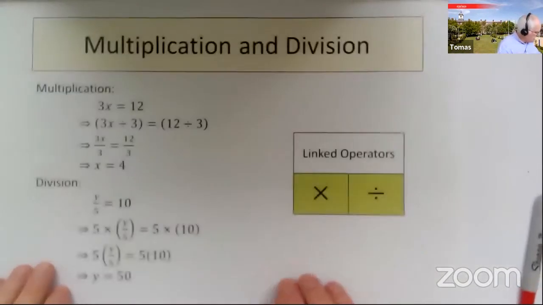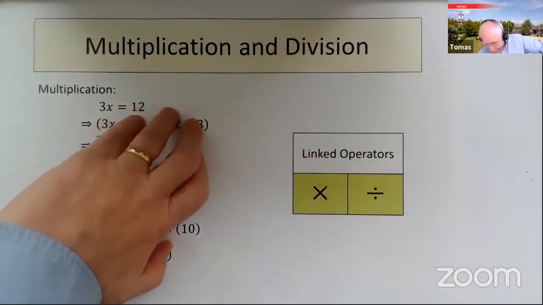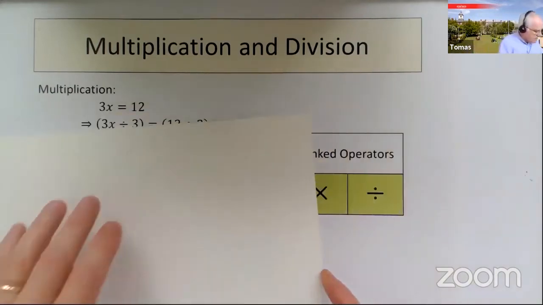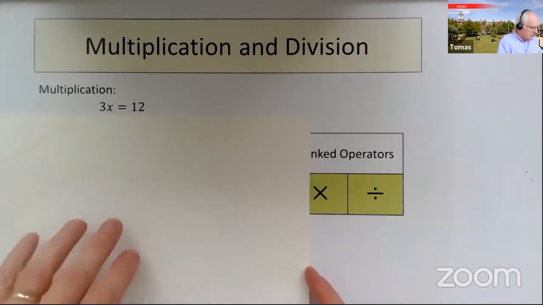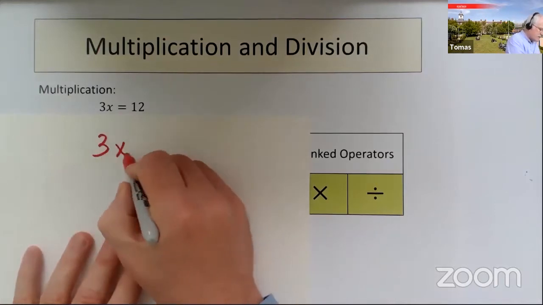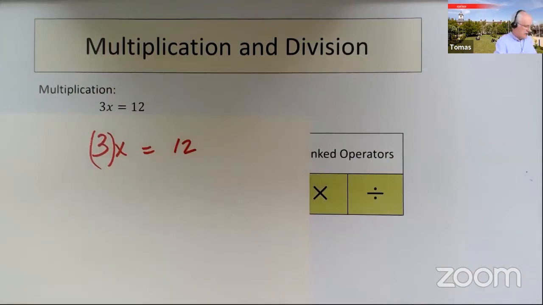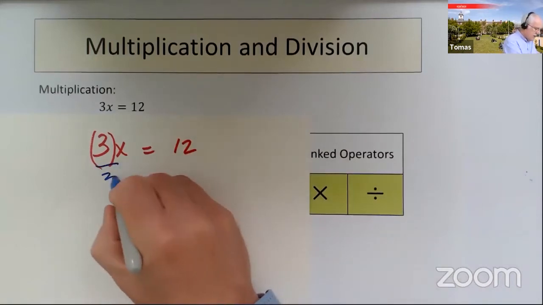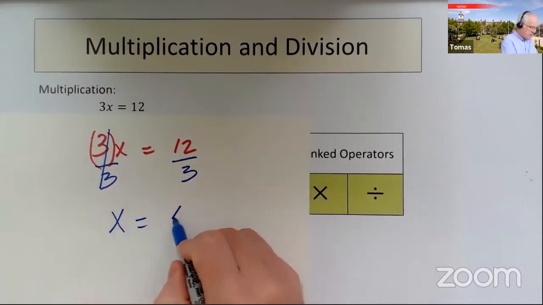So let's see if that continues to be useful for us. Let's say we look at 3x is 12. Well, I just want x here. But on this occasion, 3 is a multiplier. So what's the opposite of a multiplier? Well, if it's 3x is 12, I would like to divide both sides by 3. So 3x divided by 3, and the 3's cancel. So x equals 4.